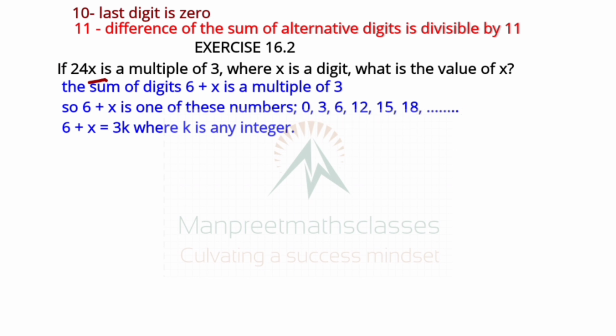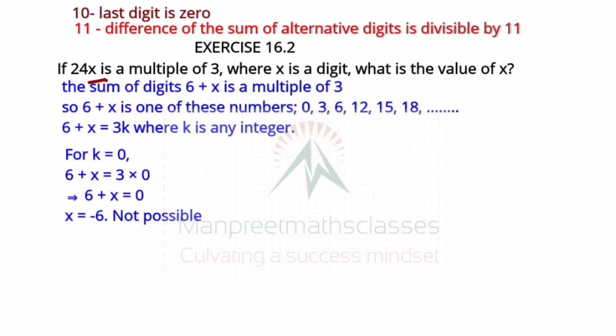So here we got the condition that 6 plus x is equals to 3k. Why k? Because k can be any number which will give you a multiple of 3. So we will take some values of k to find out the value of x. As x is a single digit number, we need single digits. Let's solve it. So first we took k is equals to 0.